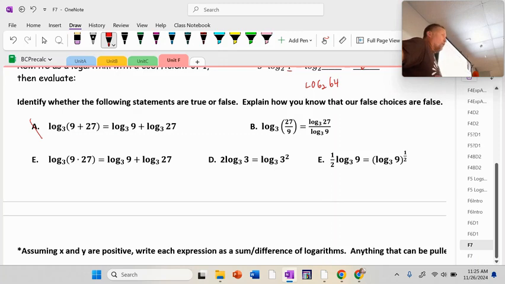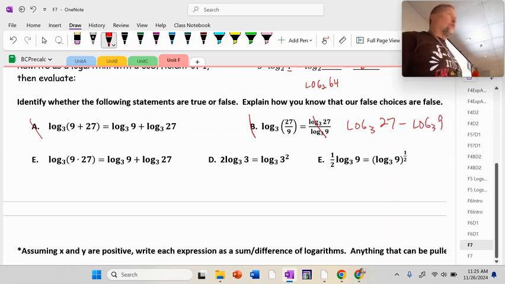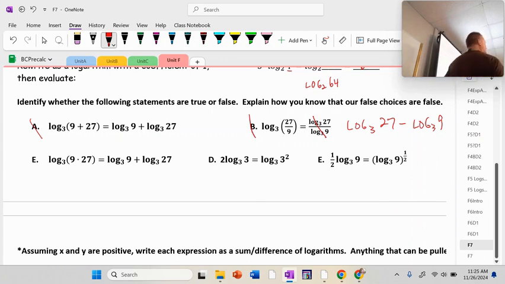Okay, now this is a different rule. You'll find out what that is. All right. This actually is false. This would be log base 3 of 27 minus log base 3 of 9. So that is absolutely not a rule that we just expressed. But these are common misconceptions. These are common made up rules once students learn about this stuff.